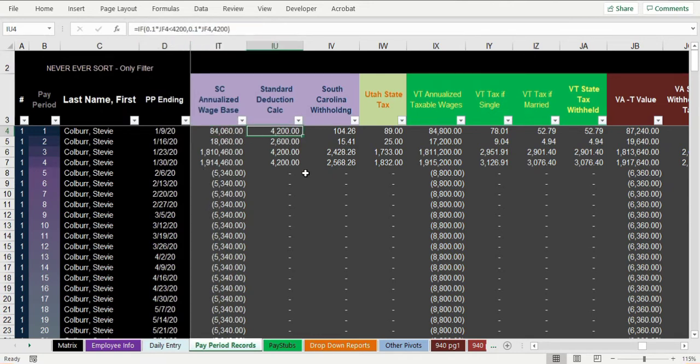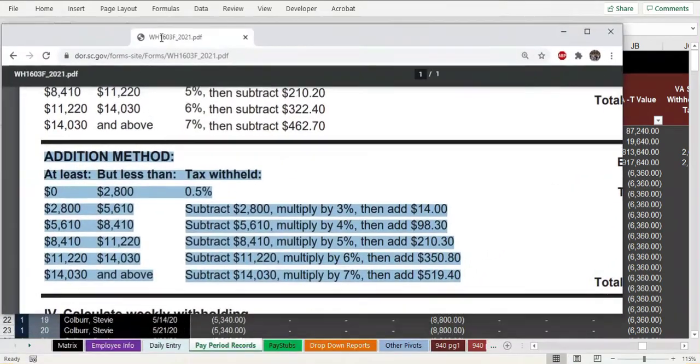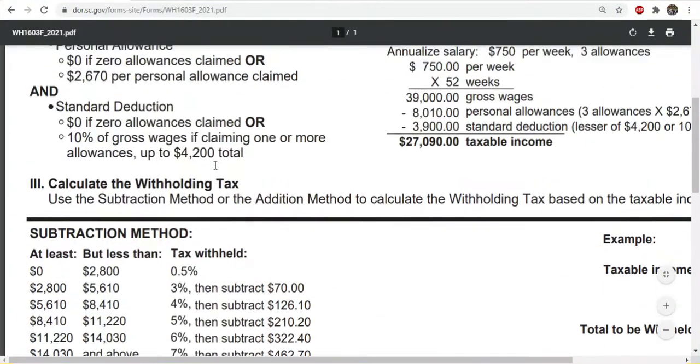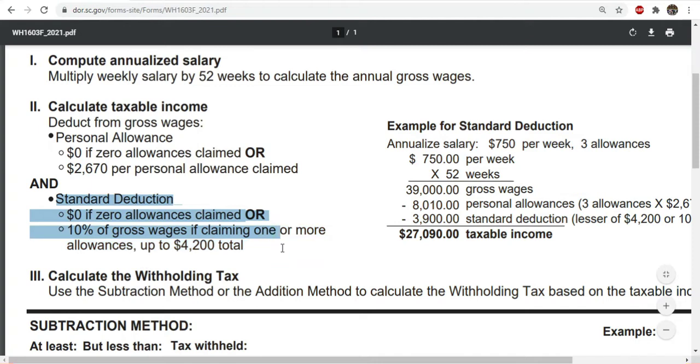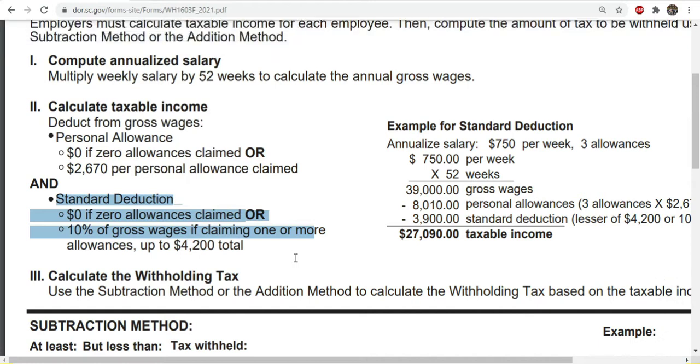But there's one more thing you also have to take out. You have to take out the standard deduction. And the standard deduction is normally going to be $4,200, but it could be less. This is the one tricky thing about South Carolina taxes here: the standard deduction is going to be 10% of gross wages if you're claiming more than one allowance, up to $4,200. So they're saying that 10% of gross wages is really what the deduction should be if it's less than the 4,200.